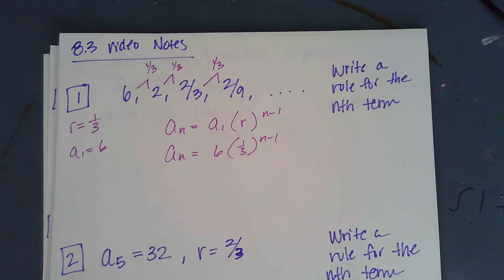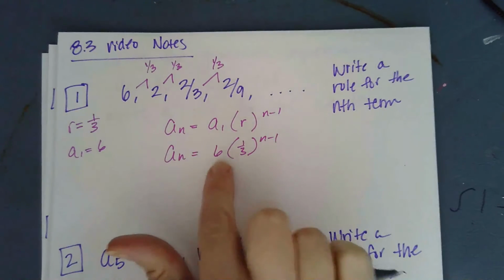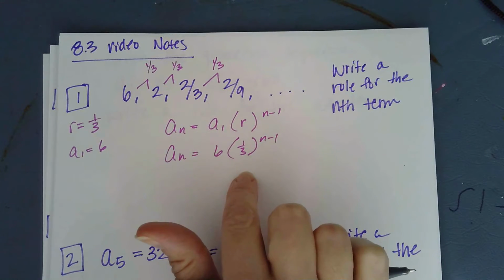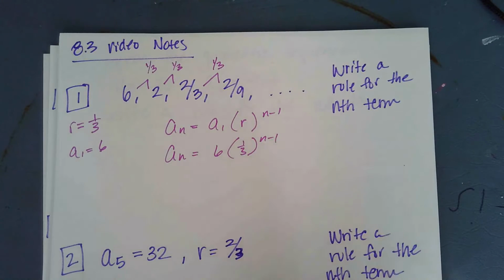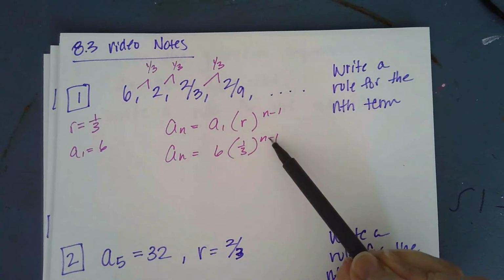For those of you who are familiar with exponential relationships, what makes a rule or an equation an exponential relationship, as opposed to, say, quadratic or linear or any of the other ones we've talked about, polynomial, is that the variable is in the power.